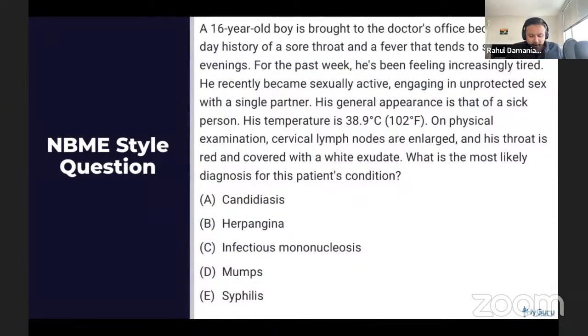All right, let's go ahead and go through this question. What is the most likely diagnosis for this patient's condition? A 16-year-old boy is brought to the doctor's office because of a 3-day history of a sore throat and fever that tends to spike in the evenings. For the past week, he's been feeling increasingly tired. He recently became sexually active, engaging in unprotected sex with a single partner. His appearance is that of a sick person. His temperature is elevated. On physical exam, cervical lymph nodes are enlarged, and the throat is red, covered with a white exudate. What is the most likely diagnosis for this patient's condition? A, candidiasis, B, herpangina, C, infectious mononucleosis, D, mumps, or E, syphilis. What do you think is the best answer here?